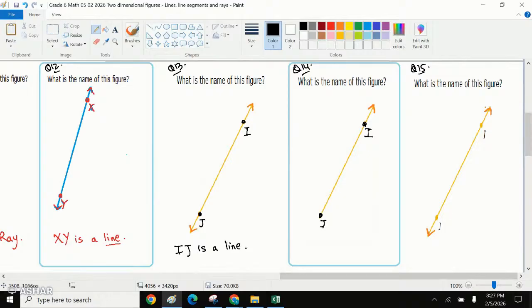What about question number 14? It has a starting point, but no ending point, right? So IJ is a ray because this is the starting point, but no ending point. So we'll try to remember this with a ray of light. What about question number 15?